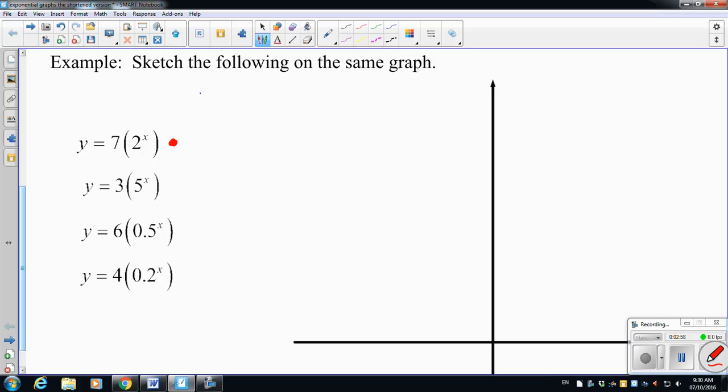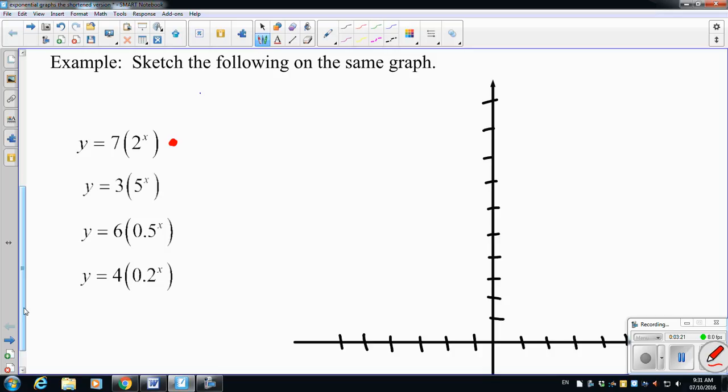So I'm going to do my first graph in red. That's why I put the little red dot there. I should put a bit of a scale on my graph. So let's put a bit of a scale on here. 1, 2, 3, 4, 5, 6, 7, 8, 10. 1, 2, 3, 5. All right, so there's my scale.